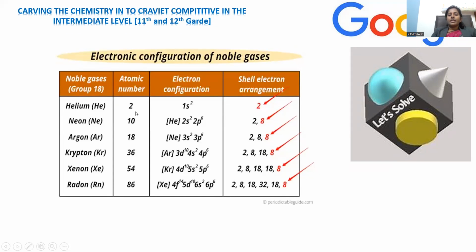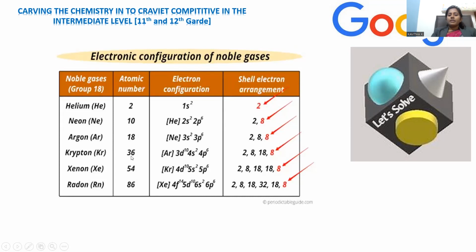Helium has atomic number 2, so 1s2 is the outer shell configuration. This is completely filled. Neon, atomic number 10, is 1s2, 2s2, 2p6. Octet means 8 electrons in the outer shell. 8 electrons is the maximum limit, so we can say completely filled. Argon with atomic number 18 has outermost shell 3s2, 3p6. Again it is an octet, completely filled.